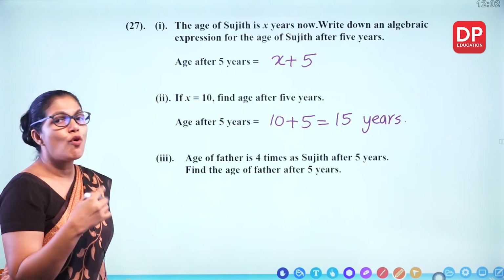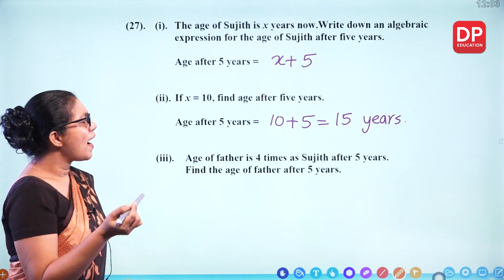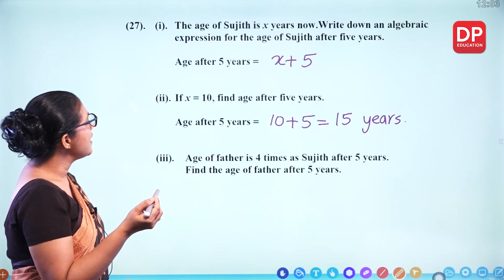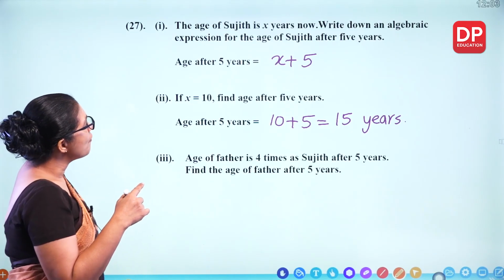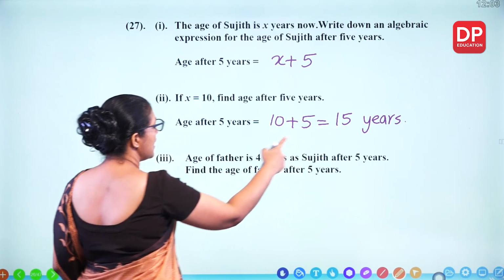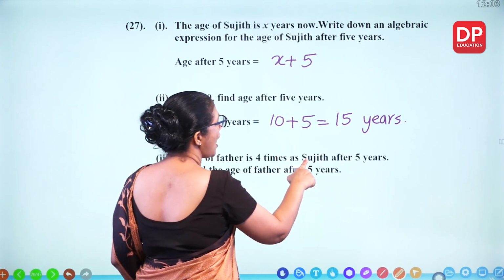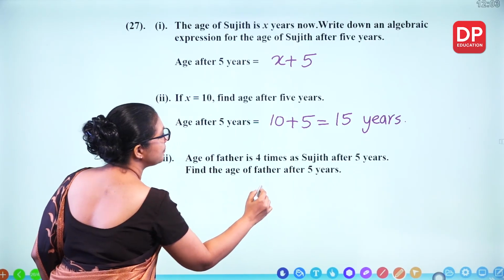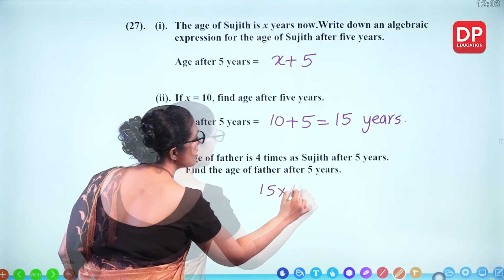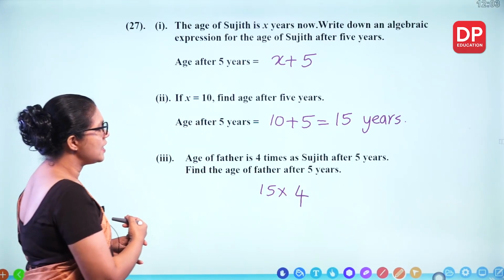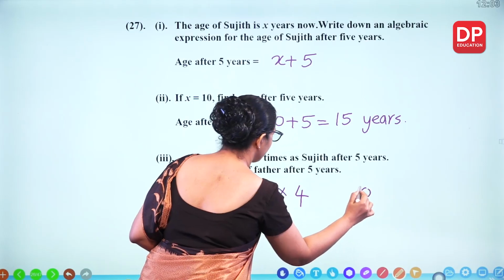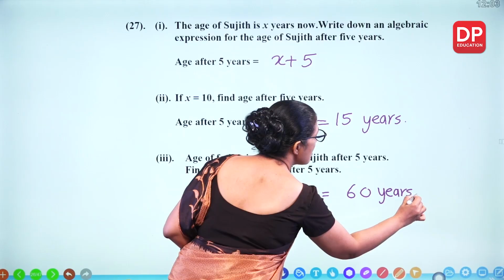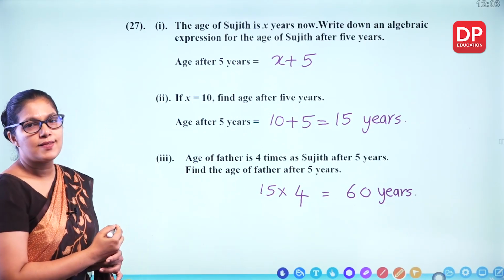Age of father is 4 times that of Sujit after 5 years. Find the age of father after 5 years. So what's the age of Sujit after 5 years? That's 15. So the age of father is 4 times that, so 15 times 4 is 60 years. So what's the father's age after 5 years? 60 years.